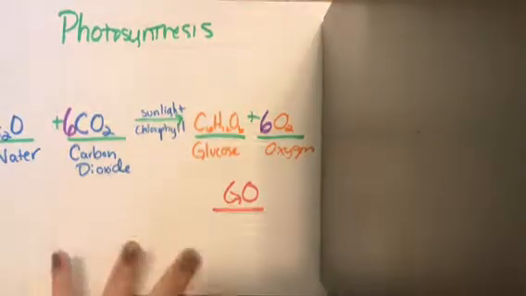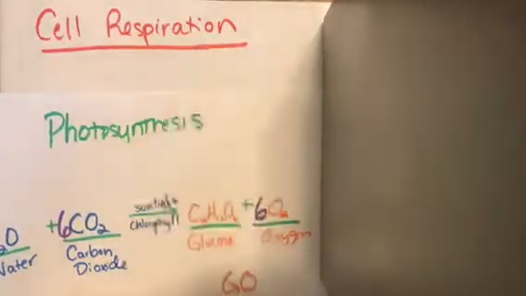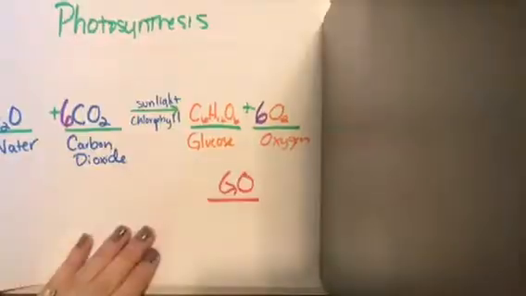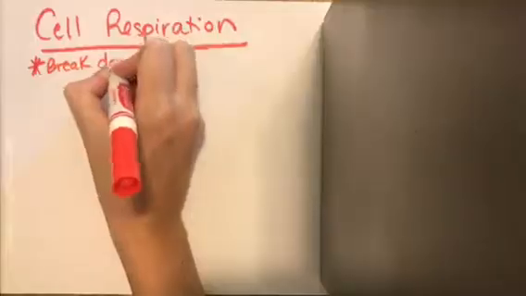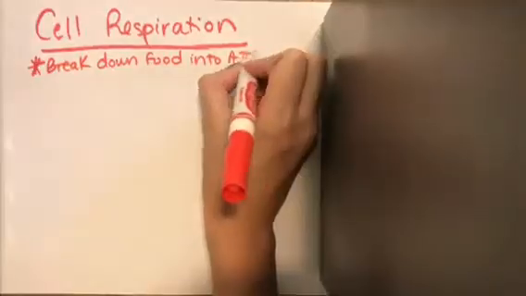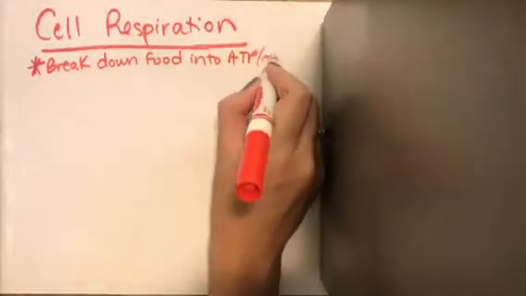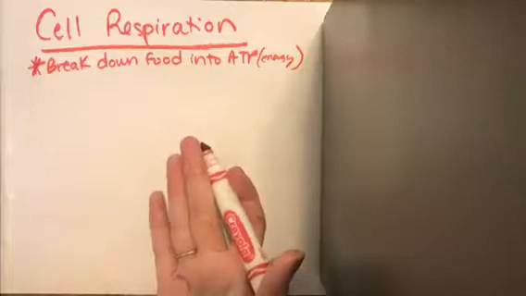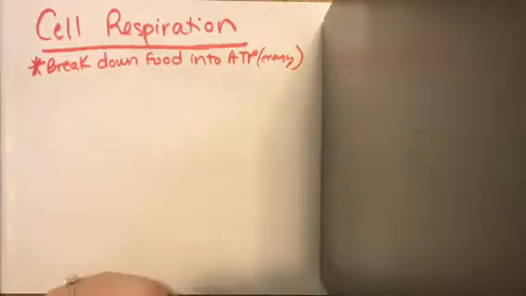Now, if you can remember this photosynthesis equation, you already know cell respiration, because cell respiration is just photosynthesis backwards. So the whole point of cell respiration is to break down food into ATP. And remember, ATP is just energy. Plants spend all day making this food through the process of photosynthesis. Then they need to break down the food, and that happens in cell respiration.